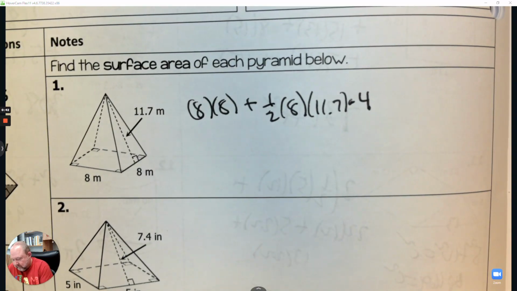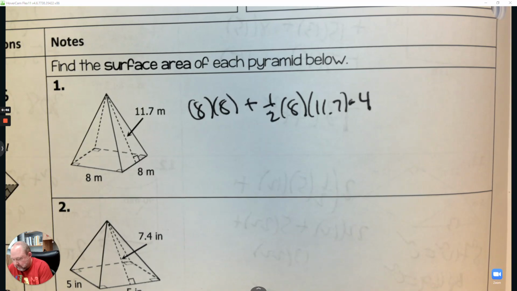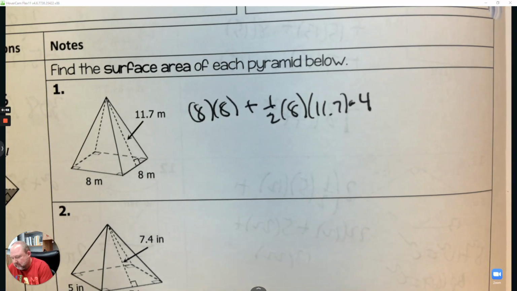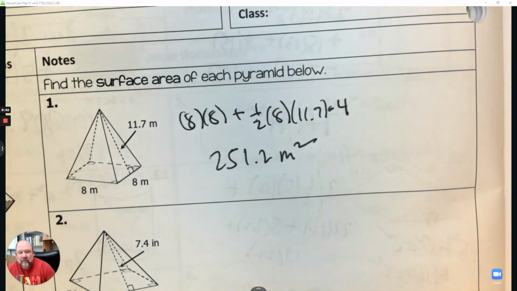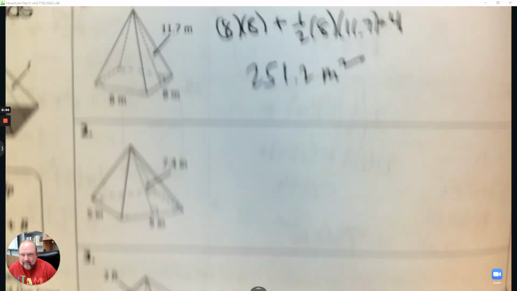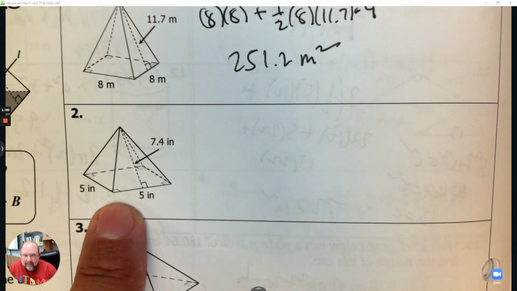So that's 64, see if I can do it right, plus 8 times 11.7 times 4. And you get 251.2. And again, it's area, so it's going to be meters squared. All right, this is, again, a pyramid. Not all pyramids have a square base, but these two do.